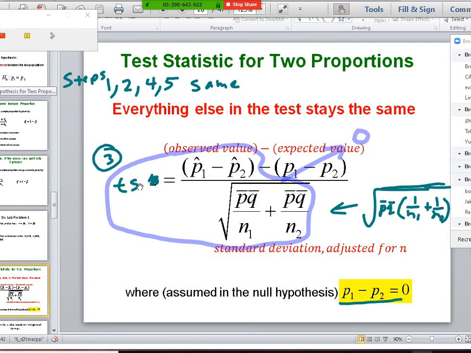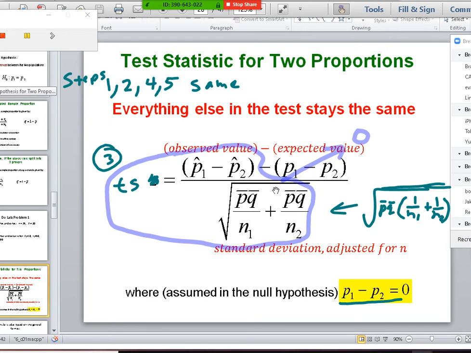It's (p-hat 1 minus p-hat 2) minus (p1 minus p2) over the square root of p-bar q-bar over n1 plus p-bar q-bar over n2. And your notes actually have it like this, which I think is a little bit easier to use. So maybe go with what your notes have. I think that's a little bit cleaner and easier to use when you calculate stuff.